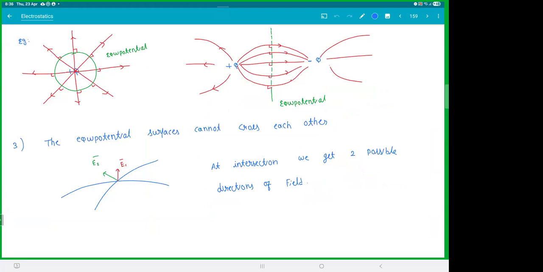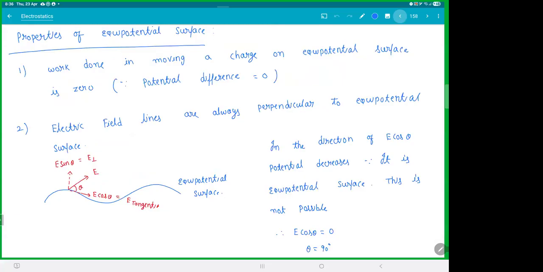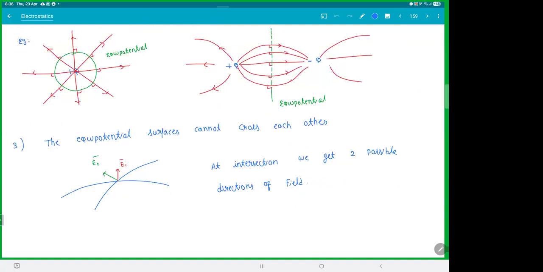Hope everyone has gone through the notes. Great. So these are the things which we discussed. On an equipotential surface, the work done in moving a charge is zero. The electric field is always perpendicular, and two surfaces cannot intersect because there will be two directions of the field.